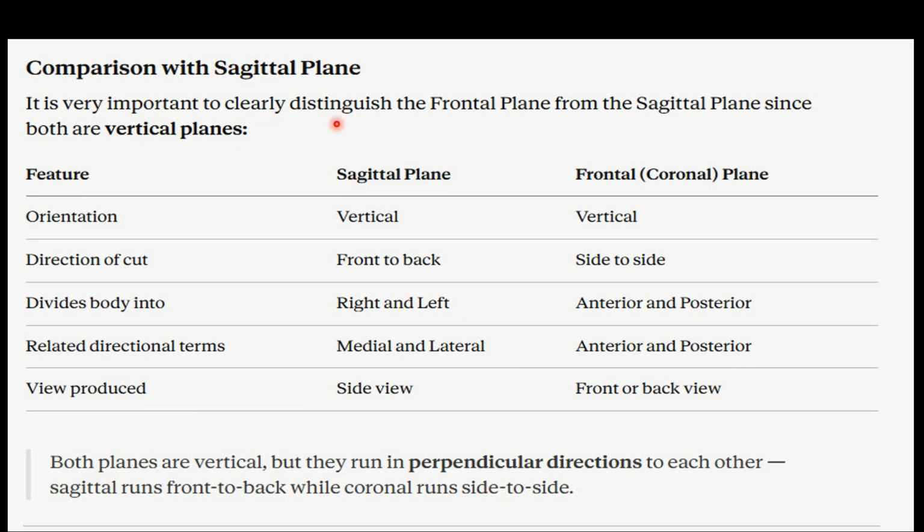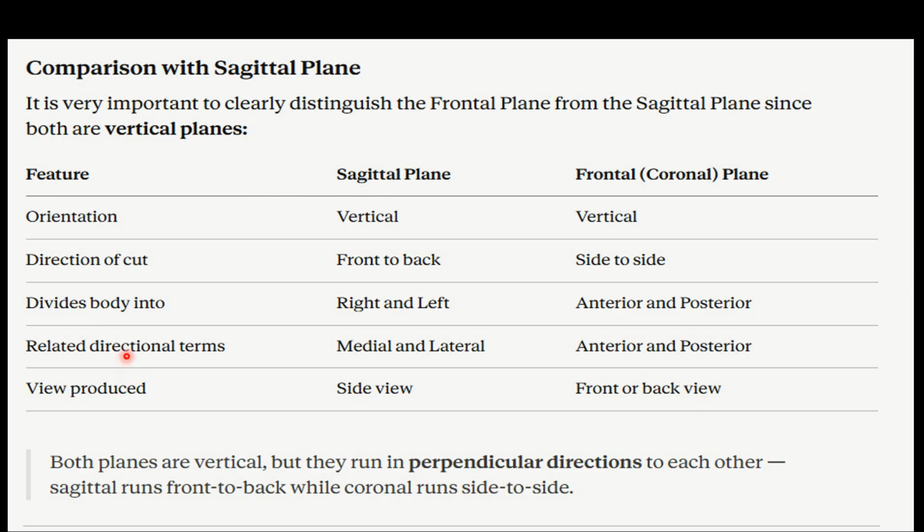Okay, now let's compare both the planes. Here you can see I have noted down 3 columns: feature, sagittal plane and frontal coronal plane. In feature we have orientation. Orientation wise, sagittal plane is vertical and frontal and coronal plane is also vertical. Direction of cut in sagittal plane is front to back, and in case of frontal and coronal it is side to side. Sagittal divides the body into right and left portions, but the frontal and coronal plane divides the body into anterior and posterior, that is front and back portions.